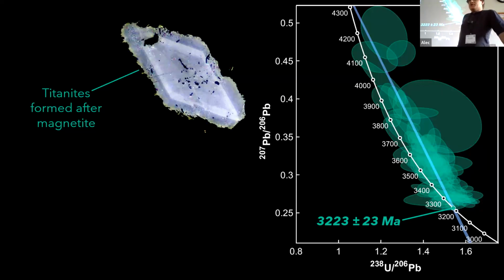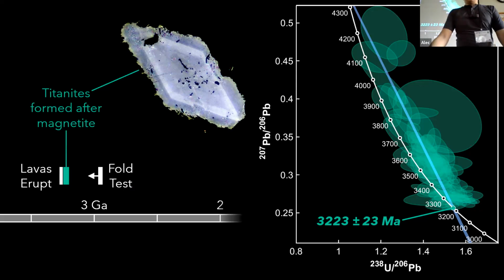And the important feature of that linear array is its lower intercept with this white curve, the Concordia curve, which gives the age of that array, which in our case ended up being over 3.2 billion years old. And that we can add to our timeline. And as you can see, that really pins down that age of, again, magnetite formation quite nicely.